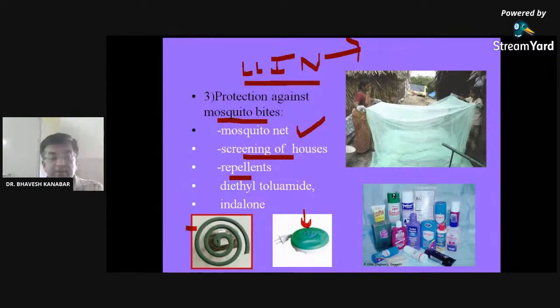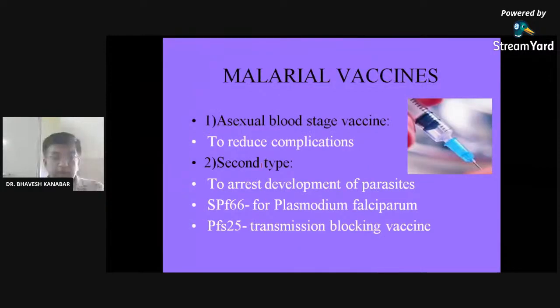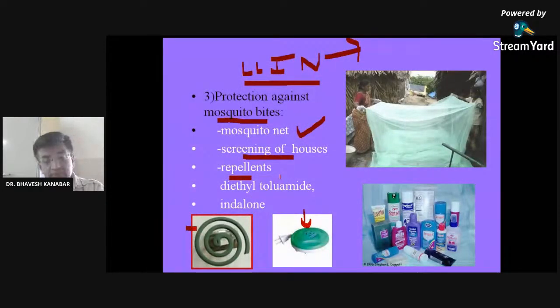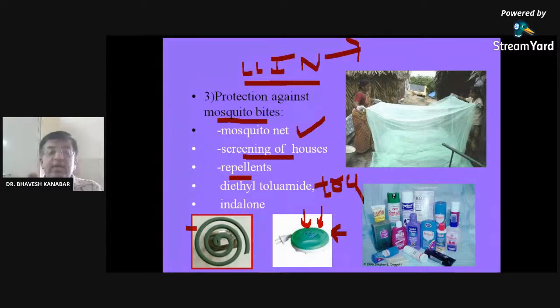Diethyl toluamide, indalone, these are the chemicals used inside it. Or we can also use that Odomos, that is also mosquito repellent. In such type of the All Out, or you know that Mortein, right? It contains a substance called transfluthrin. This is the substance. You can read it over your house also in very small letters. You may have to use a magnifier lens to read that label, transfluthrin, it may be written over that.